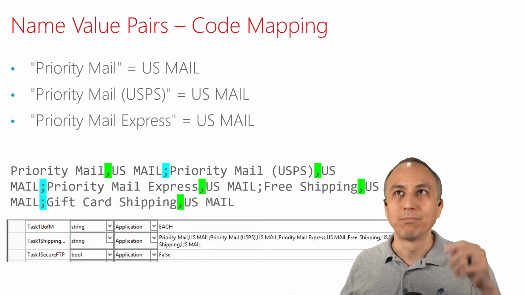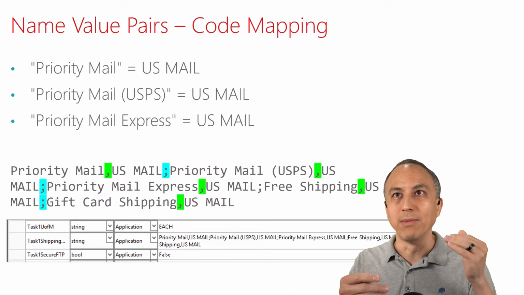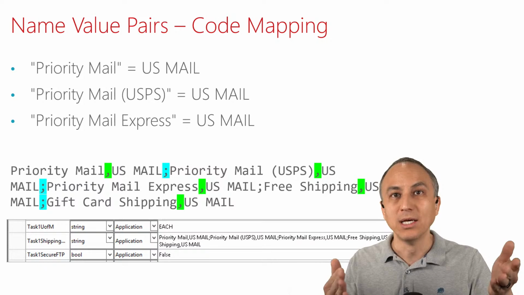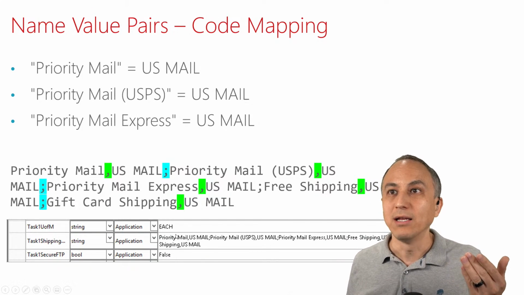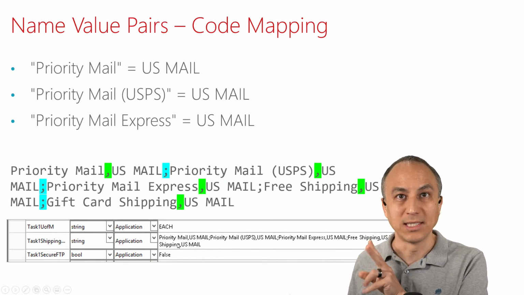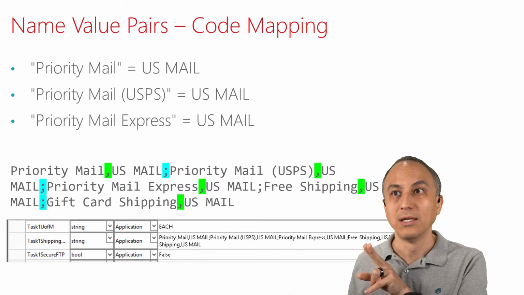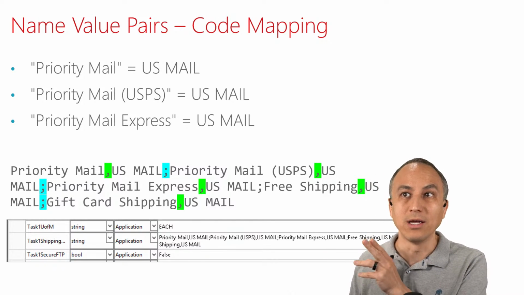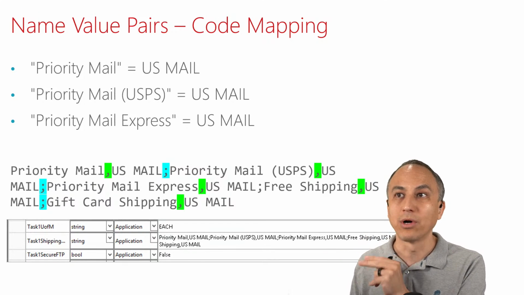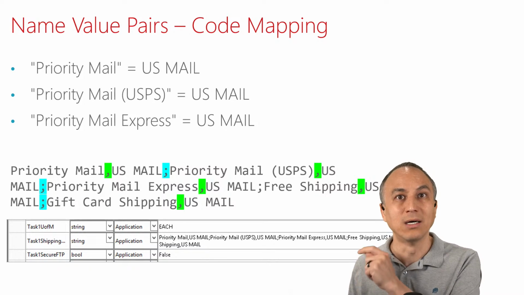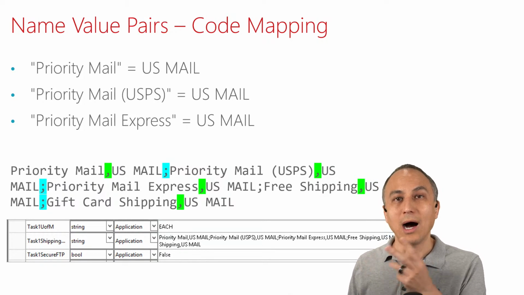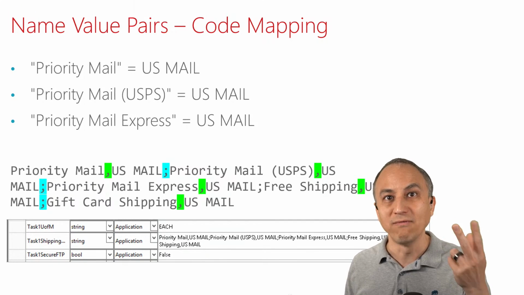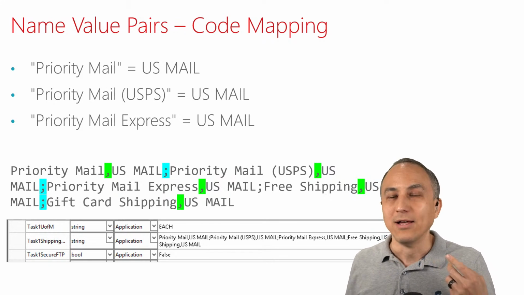Now, how do I map priority mail to US mail and also priority mail USPS to US mail? How do I map those name value pairs in a list? Well, I've done it with a comma to separate the name and the value, and then a semicolon to separate each value pair. So priority mail, comma, US mail, semicolon, priority mail USPS, comma, US mail, semicolon. So I'm using two delimiters in this single string in order to create a name value pair list. And this is super low tech.